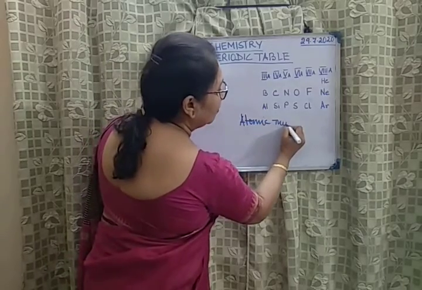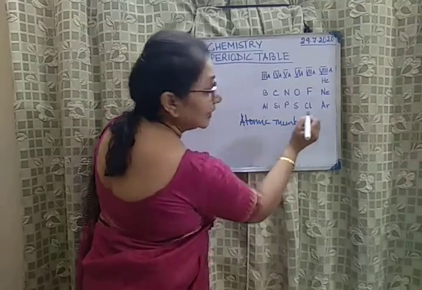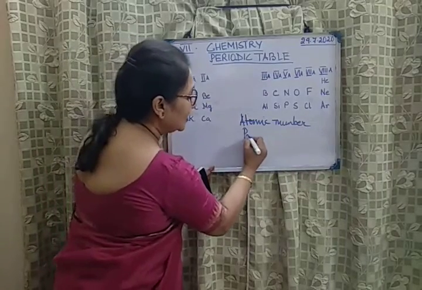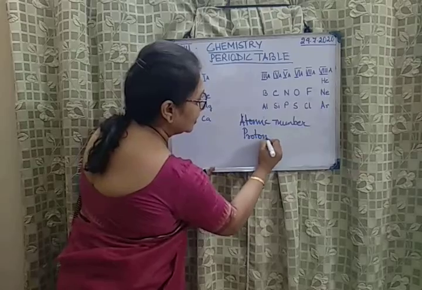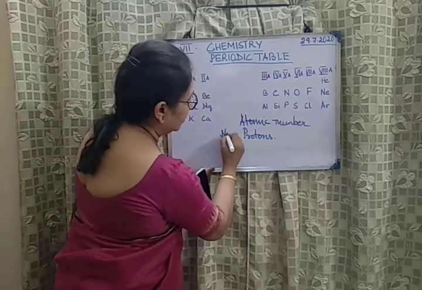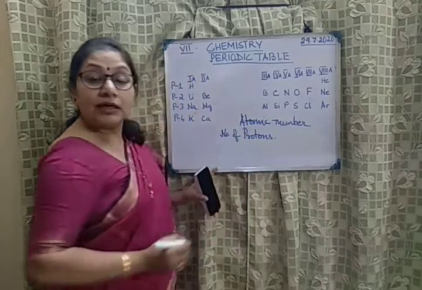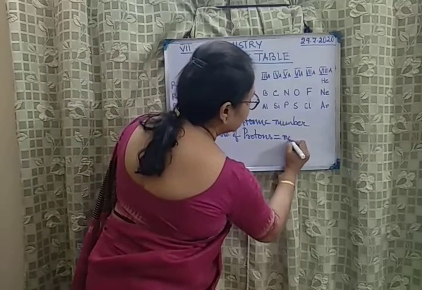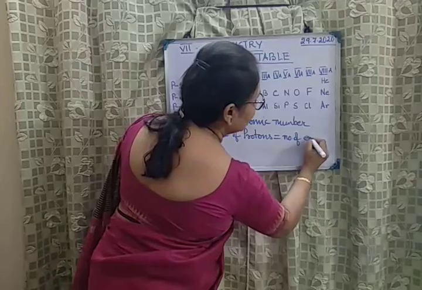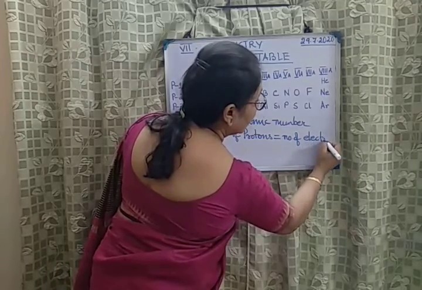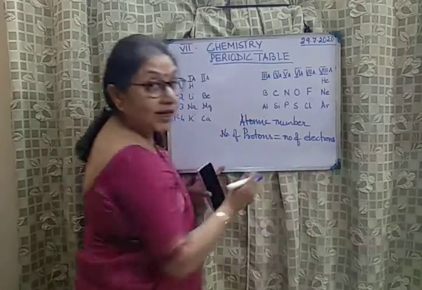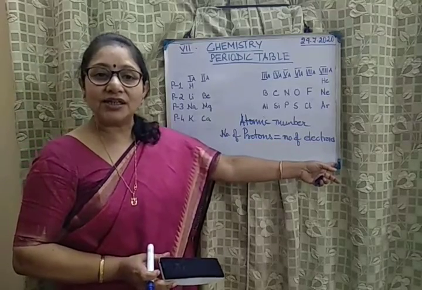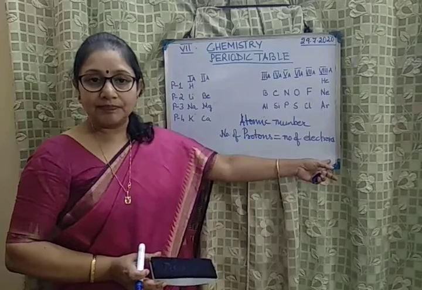What is atomic number? It is the number of protons present in the nucleus of an atom. This will be equal to the number of electrons if the atom is neutral. Protons are positively charged subatomic particles and electrons are negatively charged subatomic particles.